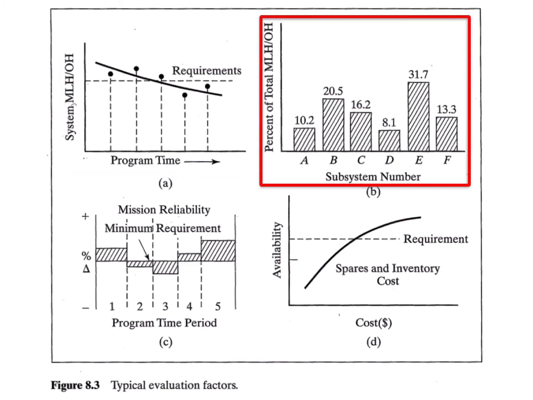The second shows the percentage of the system maintenance labor hours per system operating hour attributed to different subsystems. This puts the focus on those subsystems with the largest contribution to the labor hours. In this case, subsystem E, which contributes 31.7% of the total. This can focus one's mind on improving this subsystem for future generation systems, as well as where effort should be expended when considering modifications of present generation systems.